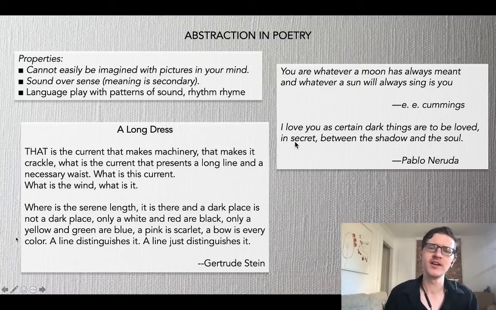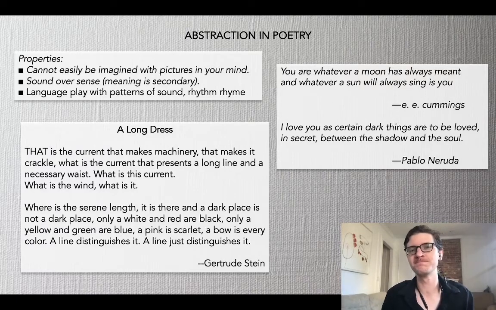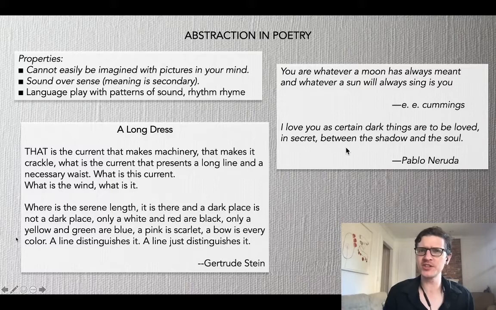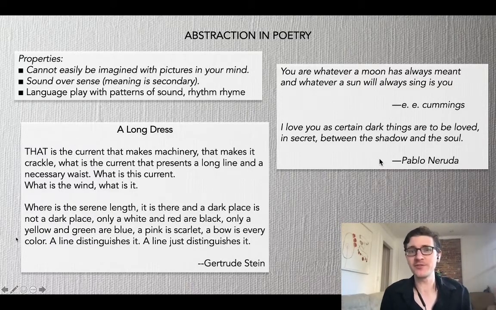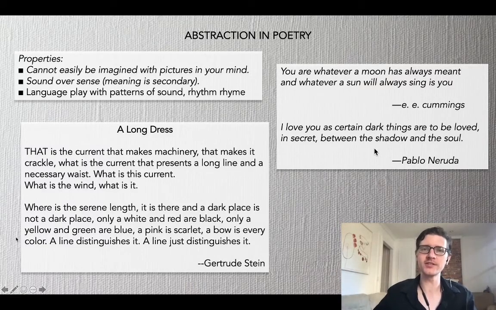And here too, I love you as certain dark things are to be loved, in secret between the shadow and the soul. Again, lovely. Though we don't really know what it means, these dark things in secret, and what exists between a shadow and the soul. Pablo Neruda doesn't really tell us specifically what any of these things are. So they're abstractions, and they sound great, right? Very romantic. Now let's check out this one by Gertrude Stein, which is very interesting.